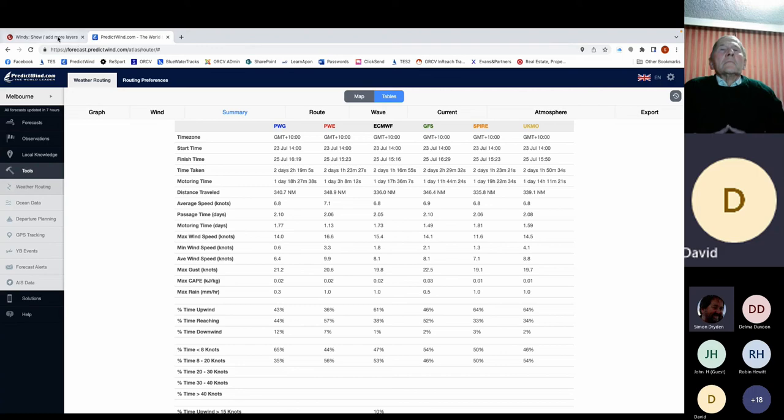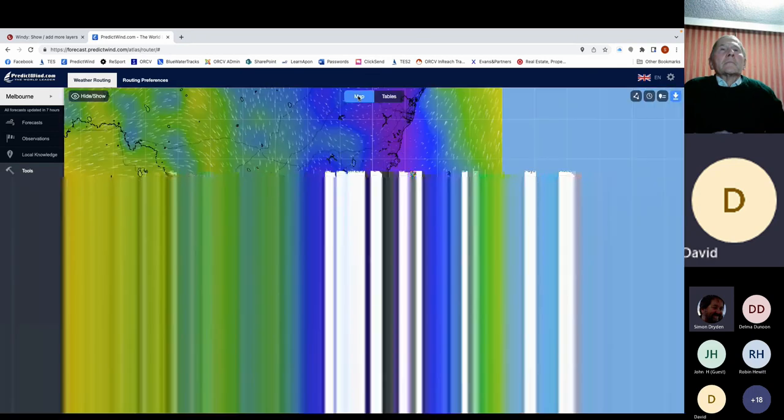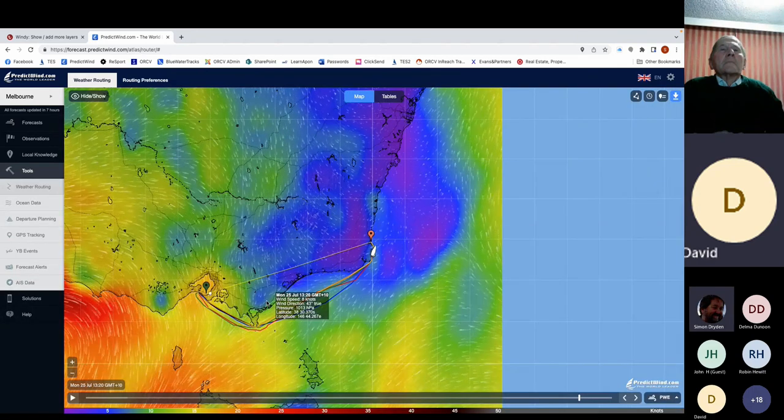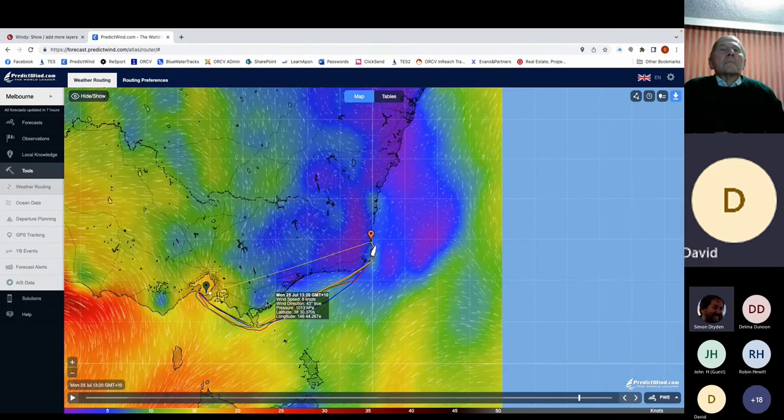So there's the two products that I use, but to get this service here that we're using, it takes a subscription. It's about $90 for 3 months, I think, roughly.